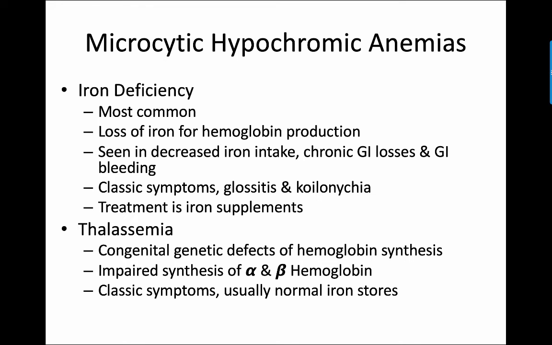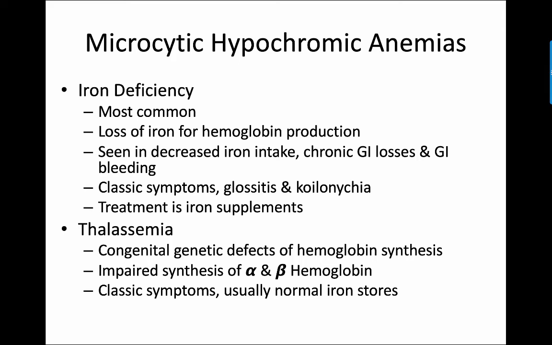The different types of anemias that you have, of course, iron deficiency is a microcytic hypochromic anemia. Iron deficiency is going to be the most common. You have loss of iron for hemoglobin production, so you wind up with very pale, small-looking erythrocytes. You see this in times of decreased iron intake, in chronic GI loss, in GI bleeding.